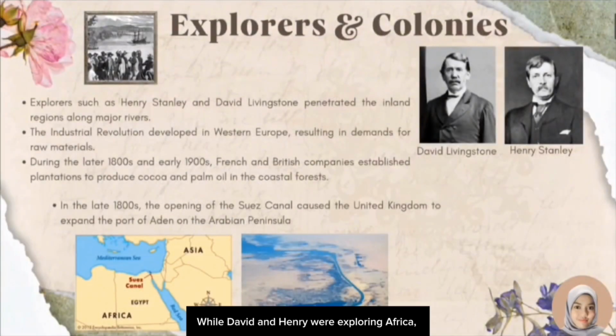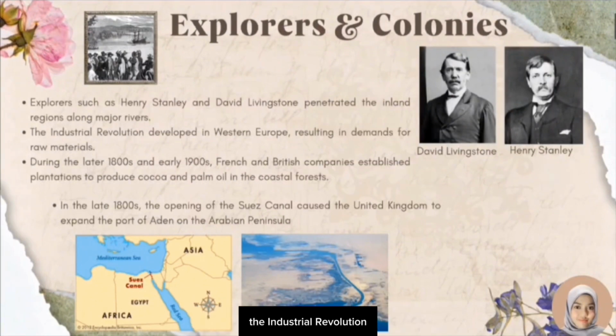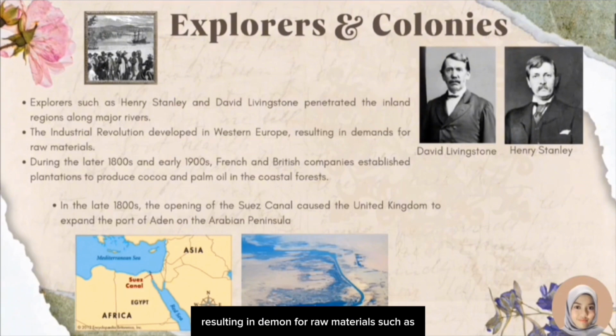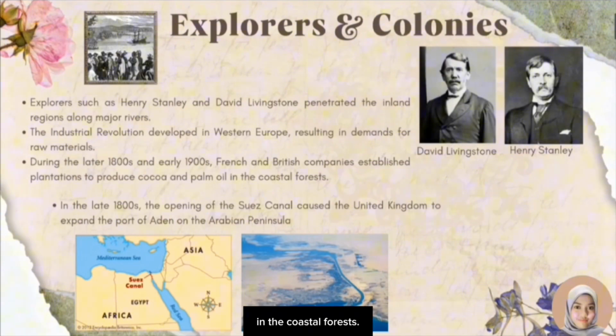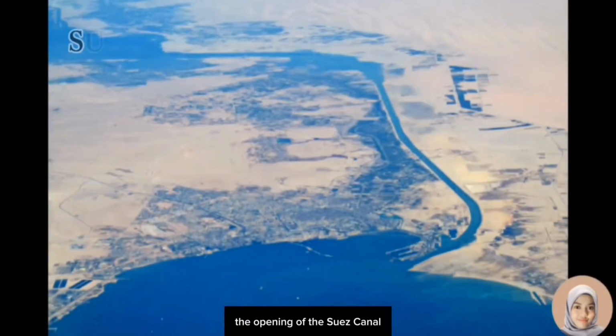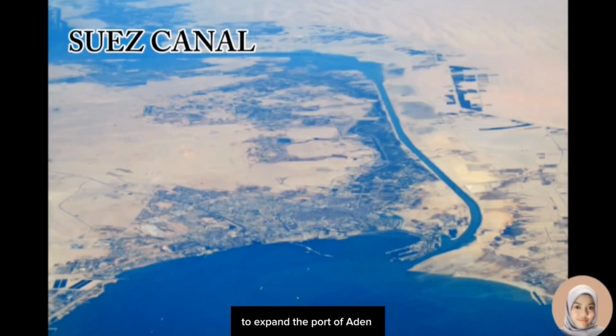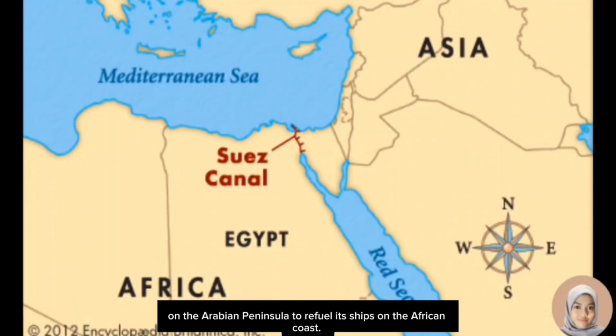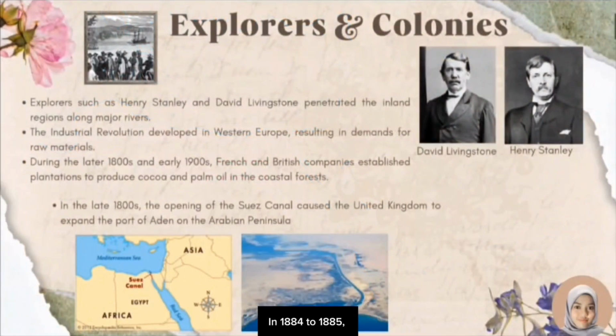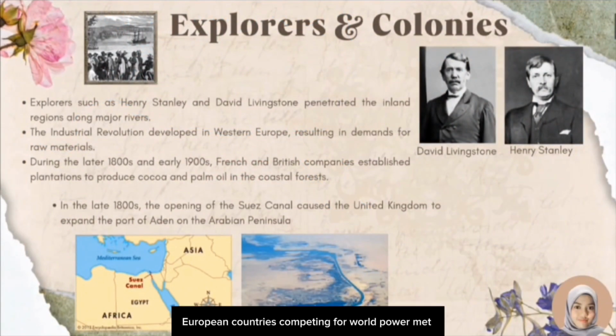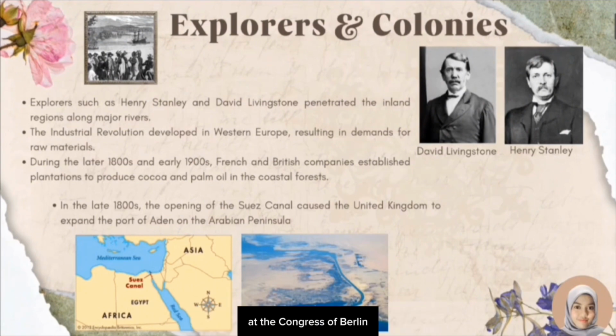While David and Henry were exploring Africa, the Industrial Revolution was developing in Western Europe, resulting in demand for raw materials such as tropical plants and minerals. In the late 1800s and early 1900s, French and British companies established plantations to produce cocoa and palm oil in the coastal forests. In the late 1800s, the opening of the Suez Canal caused the United Kingdom to expand the port of Aden on the Arabian Peninsula to refuel its ships on the Africa coast. In 1884 to 1885, European countries competing for world power met at the Congress of Berlin and divided the African continent into spheres of influence of France, England, Germany, Portugal, Belgium, Italy, and Spain.